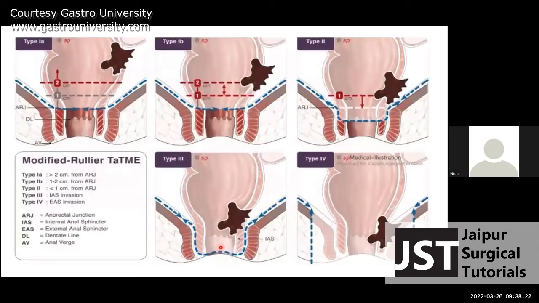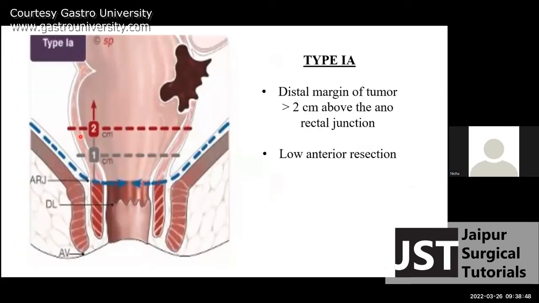Well, the modified Rullier came in when the approach of transanal TME was introduced, and they divided the lower rectal tumors into type 1A, type 1B, type 2, type 3, and type 4, depending upon the extent of the tumors from the anorectal junction. So this is the dentate line. About a centimeter above the dentate line is the anorectal junction, which marks a surgical landmark between the rectum and the anal canal. So type 1A tumors is when the distal margin of the tumor is beyond 2 centimeter above the anorectal junction.